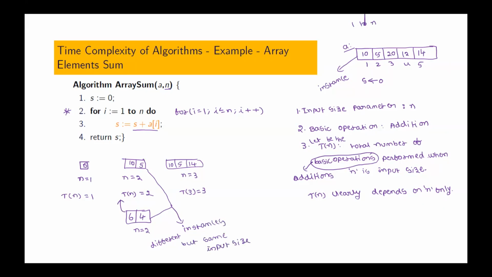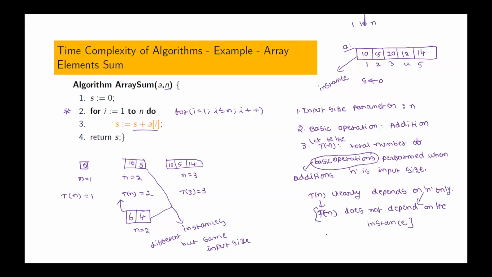Is that correct? Yes. That means T of n clearly depends only on n. T of n doesn't depend on the values or on the instance. If a different instance is given, but n is the same, it depends only on n. It does not depend on the instance. It depends only on the n value. Different instances with the same n means it is the same. Is that okay?